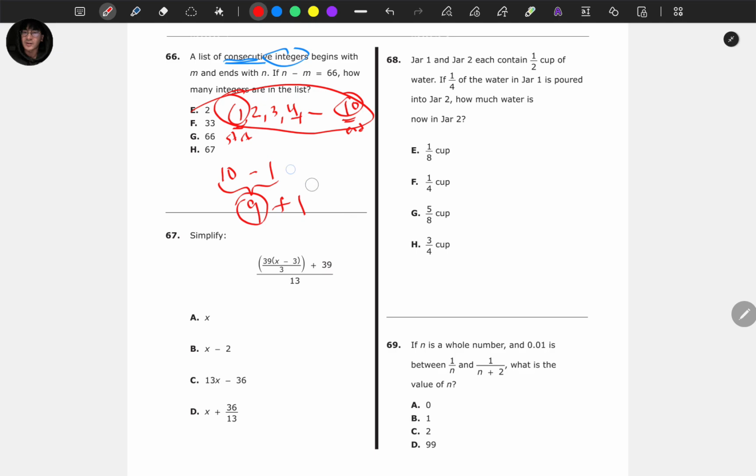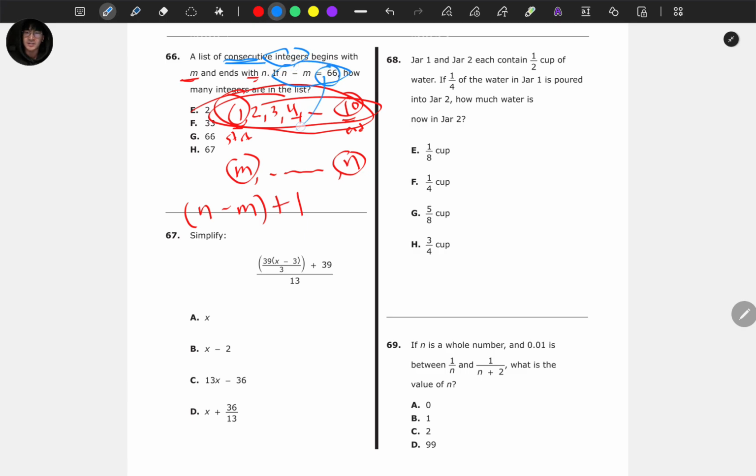So now here they didn't give you from 1 to 10. They gave you from m to n. So if I'm starting at m here, dot, dot, dot, and this is n, and I use this formula, I say it's the end minus the start. So it's going to be n minus m, plus 1. And that's going to represent how many numbers are in this list. Well, n minus m, that's what they gave you. This is 66. So the total number of numbers is going to be 66 plus 1, which is equal to 67. So it's got to be H.